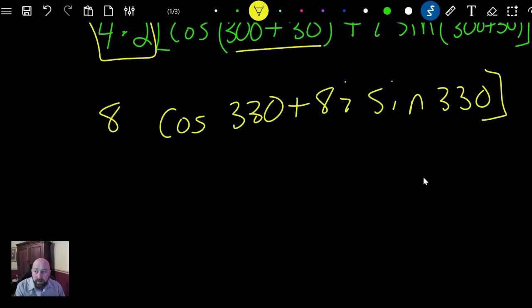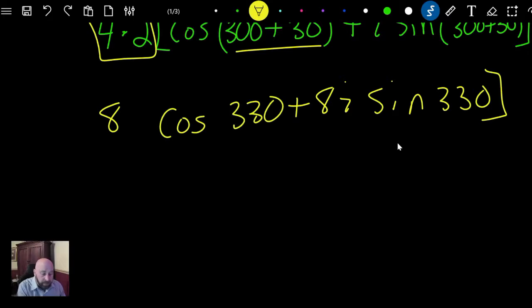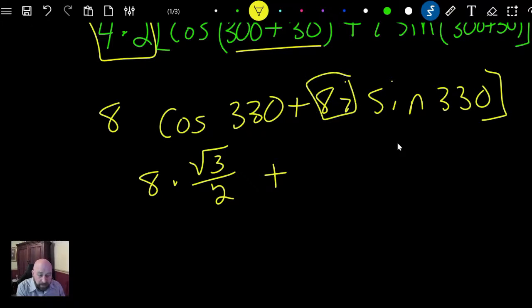Okay, and now what we want to do is solve this. What is the cosine of 330? You can use your calculator there. That might be easiest for you. So just hit cosine of 330, and let's see what this thing is. It is square root of 3 over 2. Okay, so that's going to give us 8 times square root of 3 over 2. And so this is the first part of it. This is, I guess, the real number. And then we're going to get plus, here's the imaginary number, right?